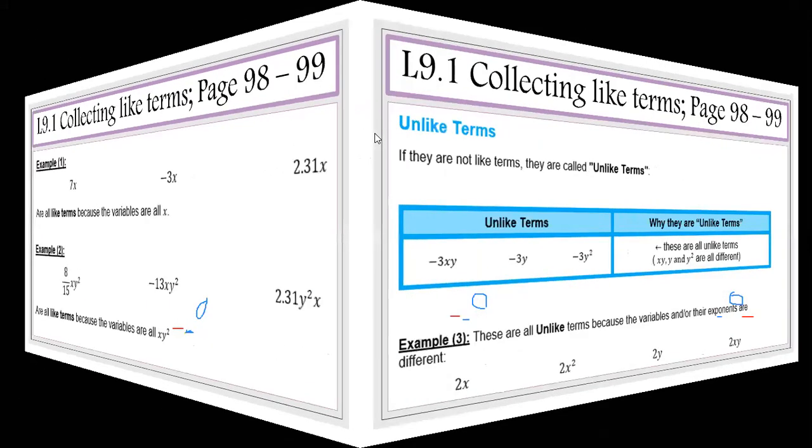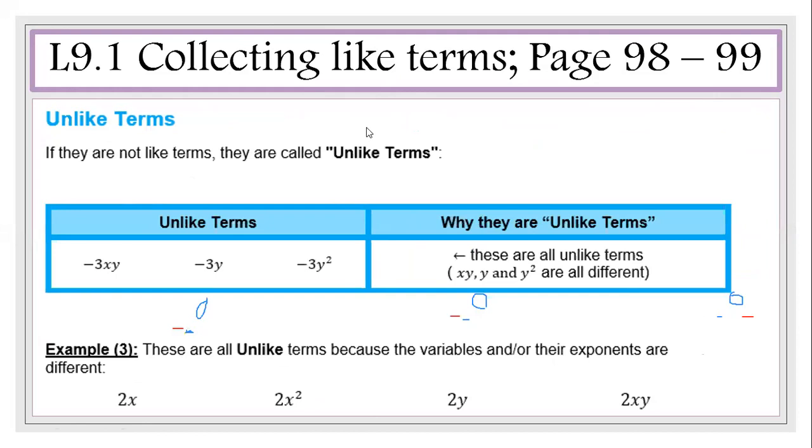Let's look at this one. When we're looking at this one, they are not like terms. We call them unlike terms. Negative 3xy, negative 3y, negative 3y squared. Why are they not like terms?